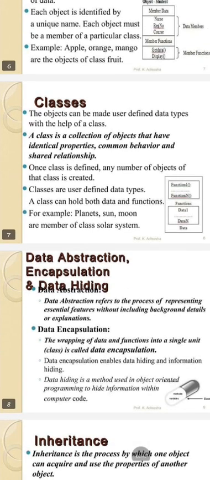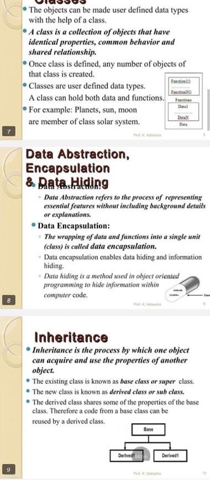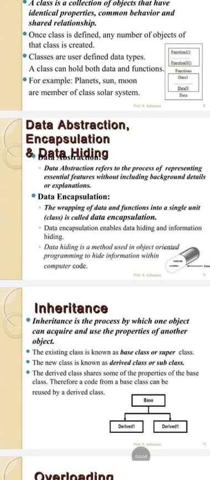Data abstraction. Data abstraction means showing only important details and hiding unnecessary information. For example, when you drive a car, you don't need to know how the engine works internally. Then encapsulation. Encapsulation means combining data and functions into a single unit, which is a class. It helps in organizing code and protecting data.